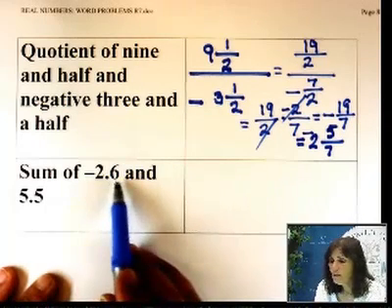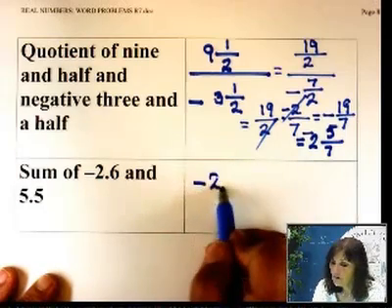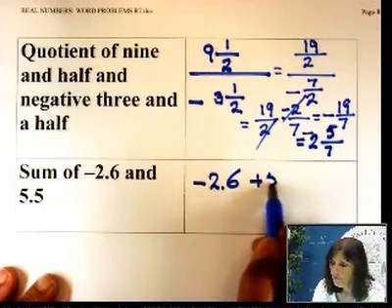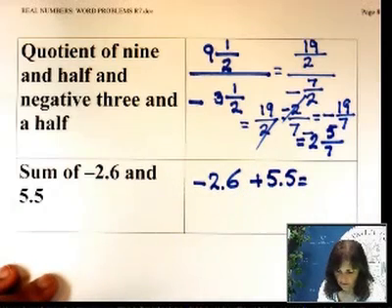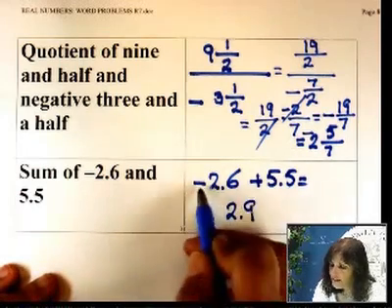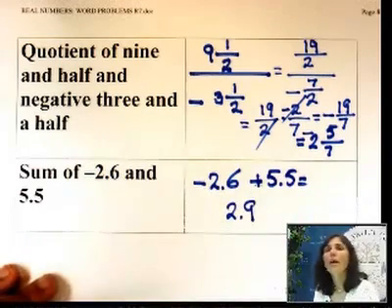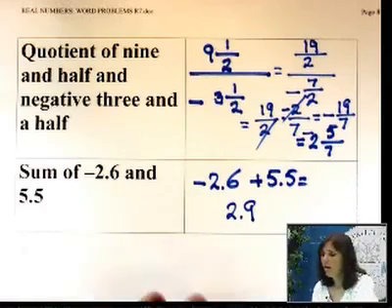Sum of negative 2.6 and 5.5. Sum of means this. How do I do that? Take the difference. The difference is 2.9, and this is negative, positive. It's going to end up positive. I don't have to put a positive in front of it. All right?